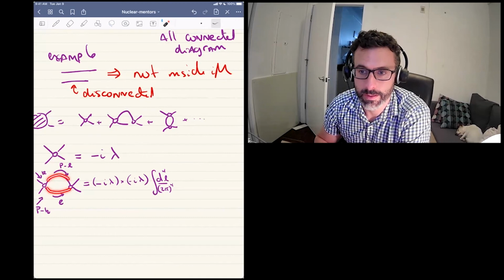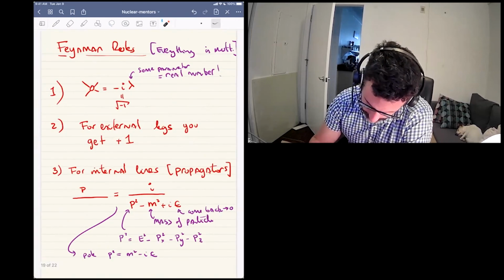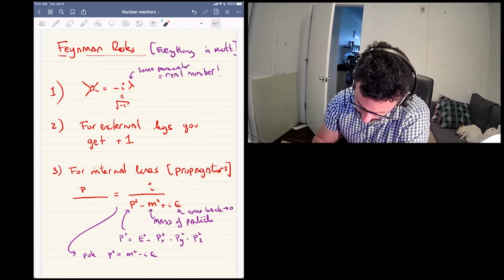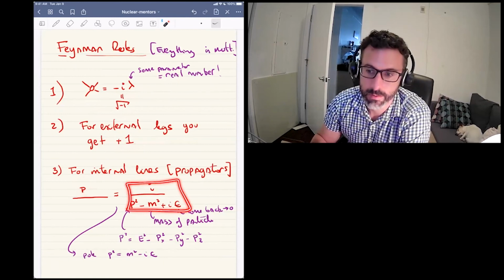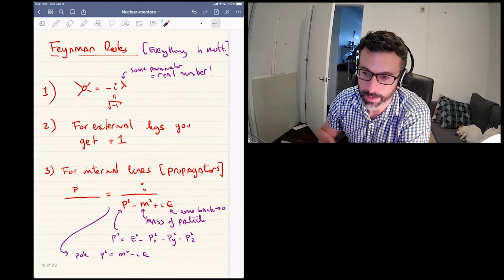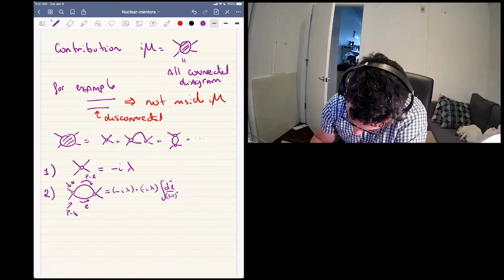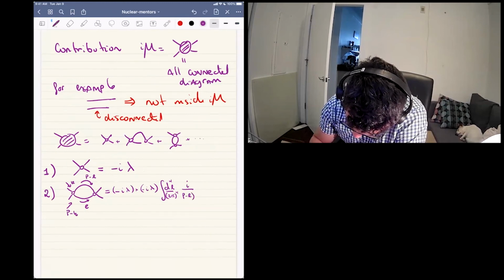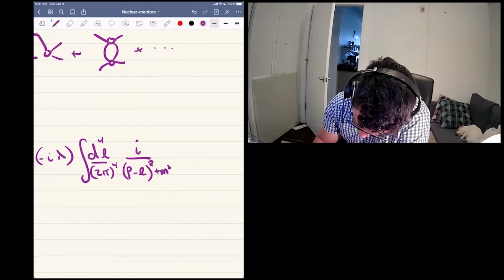And the first thing that we said, one of the first things, is that for vertices, I get a minus i lambda. External legs I go to 1. And for internal propagators with momentum P, I get this thing. And so I need to put in the propagators for the internal ones. So I get i over (P minus L) all squared plus M squared minus i epsilon.